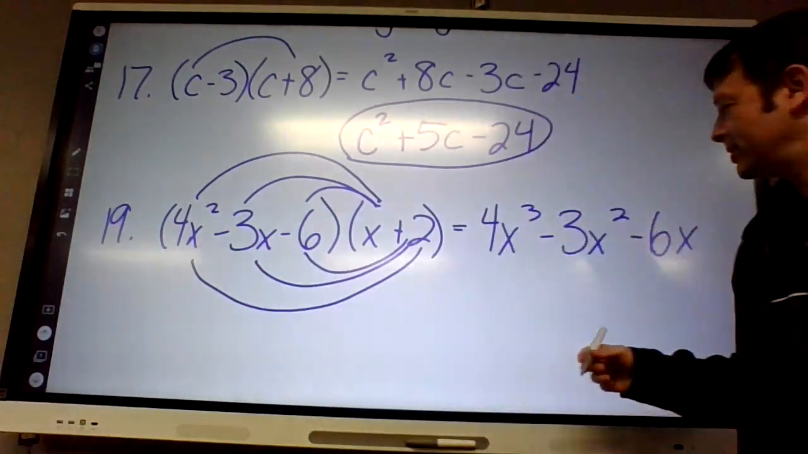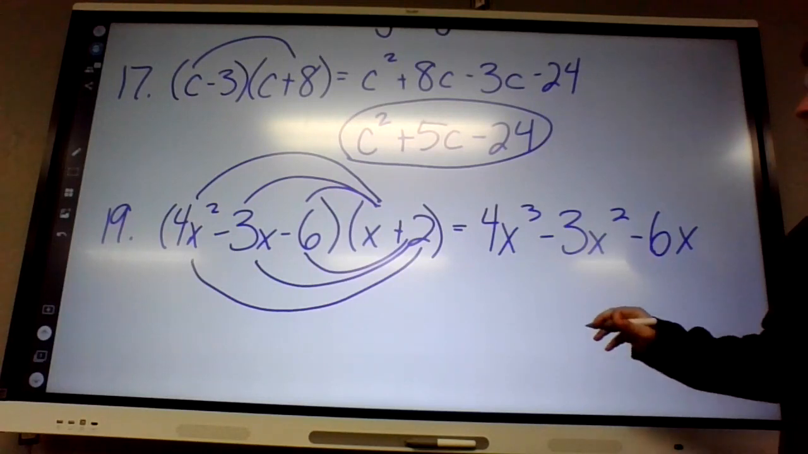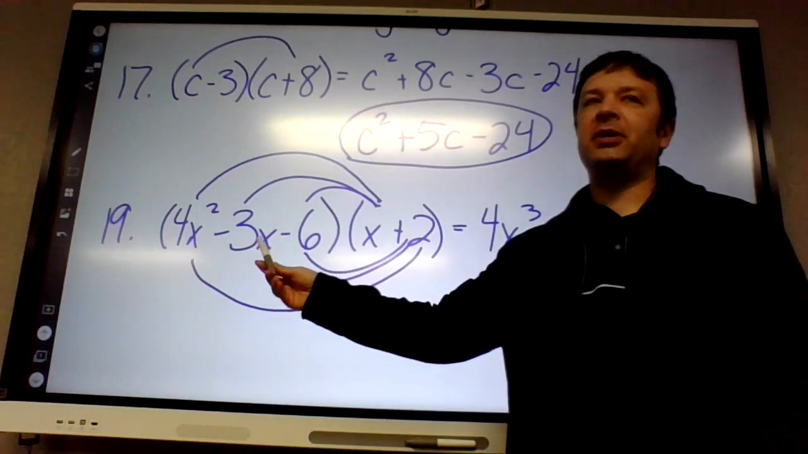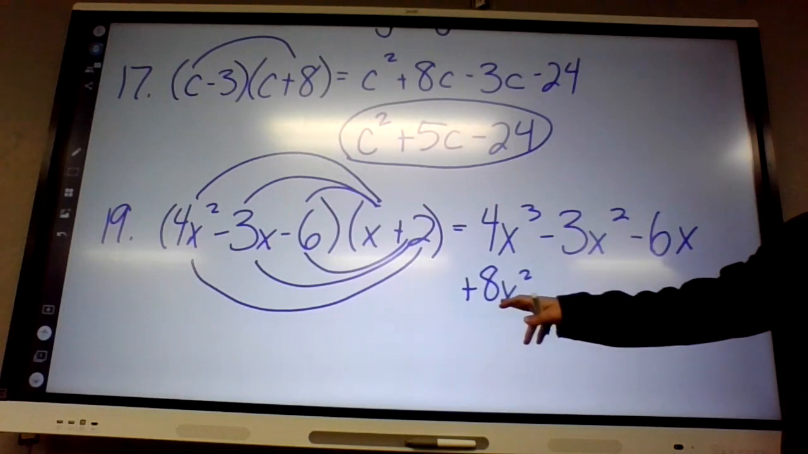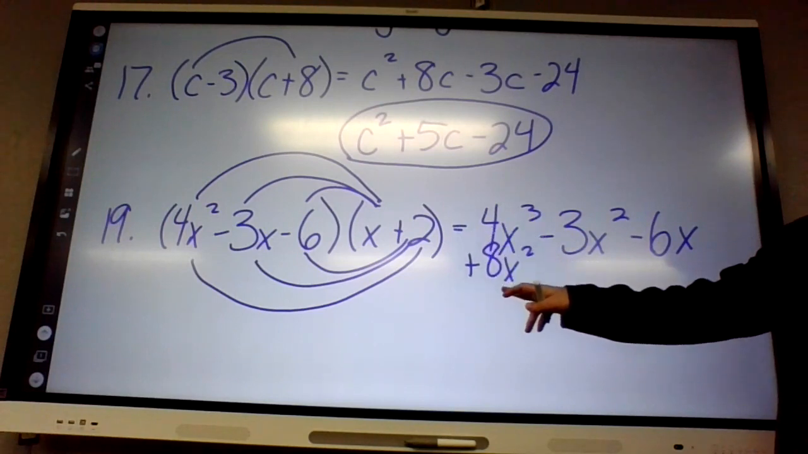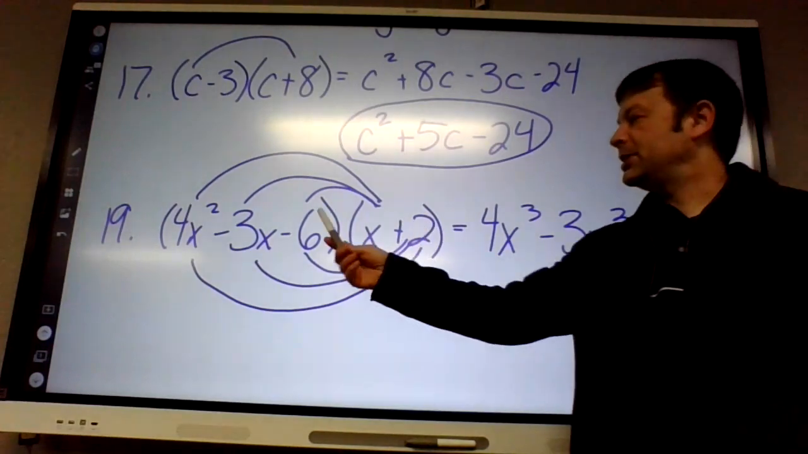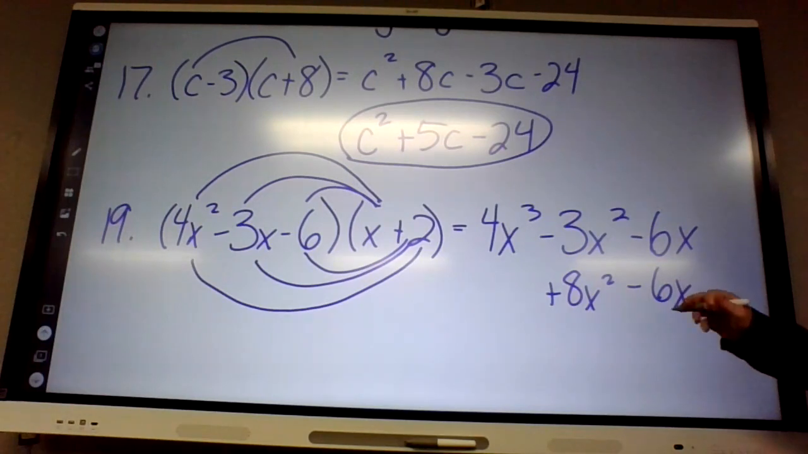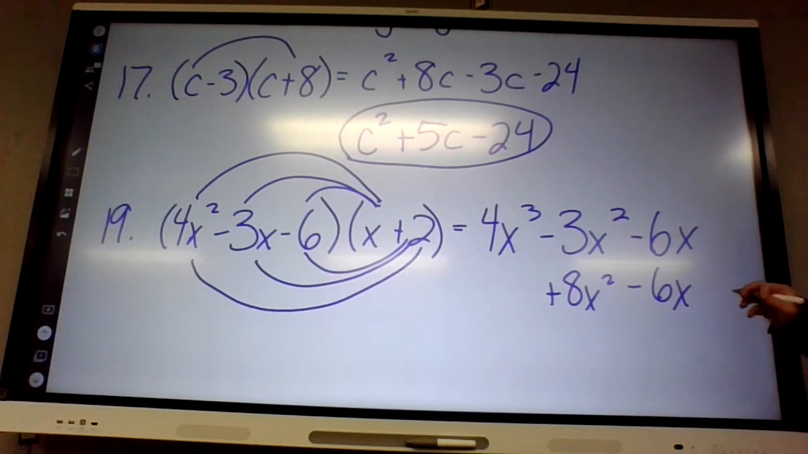2 times 4x squared, Jaden. That would be 8x squared. 2 times minus 3x. Wait, why didn't you put it under the FOIL? Okay, why didn't I put it right there? Oh, never mind, because they're not like terms. They won't add later. These 2 will, though. Okay, and then, sorry, Jaden, 2 times negative 3x. Yes. And then 2 times negative 6. Negative 12.